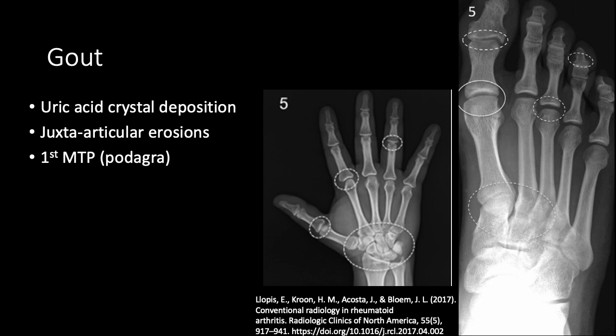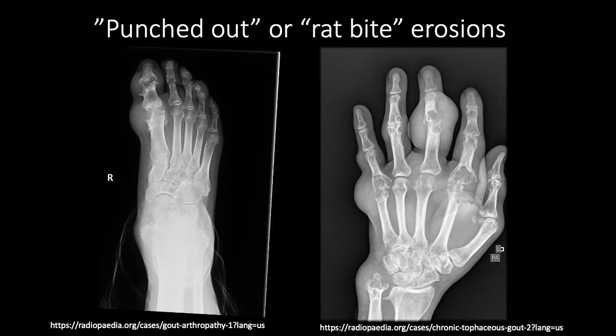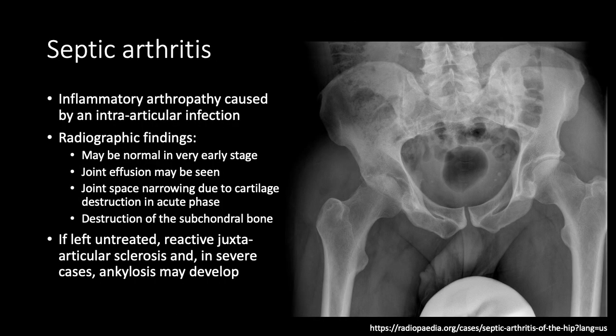In gout, we see juxta-articular erosion. Here are the classic punched out or rat bite erosions of gout. Note that these erosions are anywhere around the joint, and that's why they're termed juxta-articular in comparison to the other inflammatory arthropathies where the erosions tend to be marginal. On these radiographs, we also see periarticular hyperdense soft tissue swelling, which is termed tophi. These are also associated with gout.